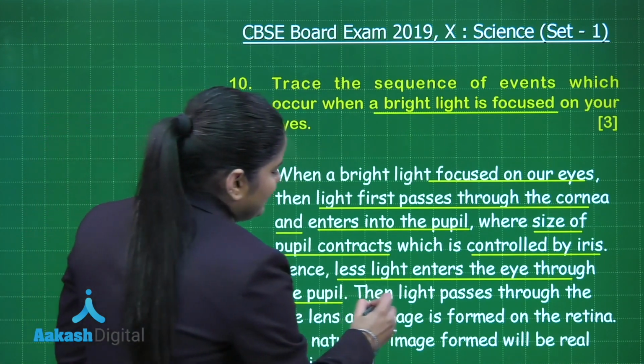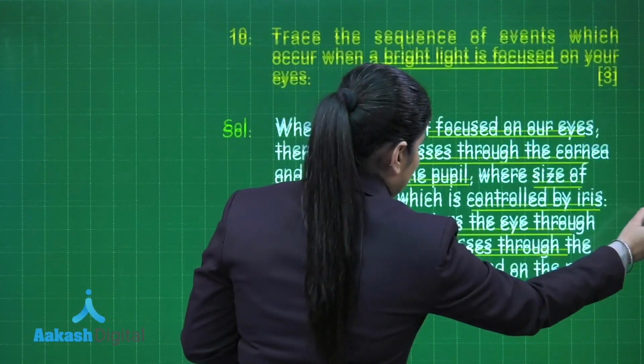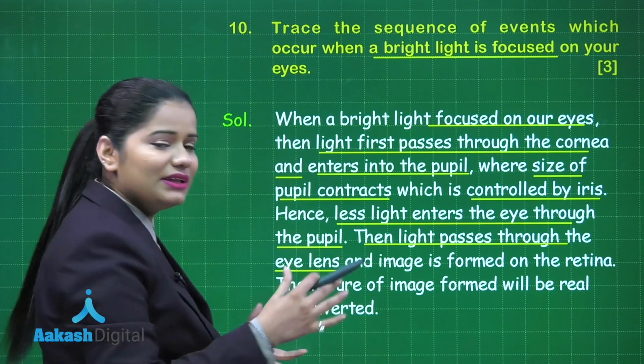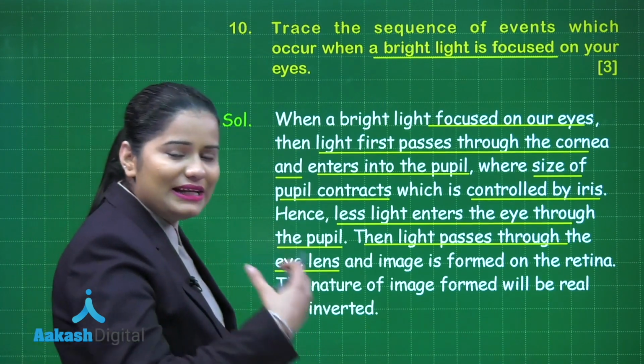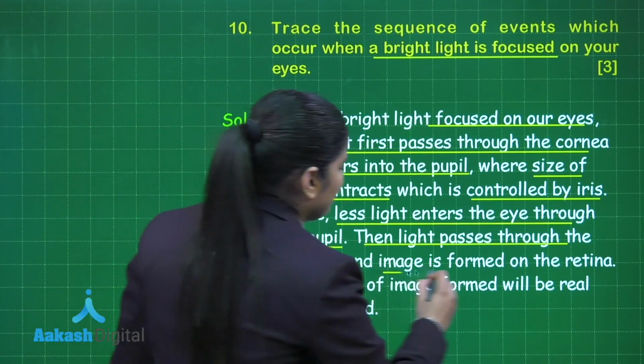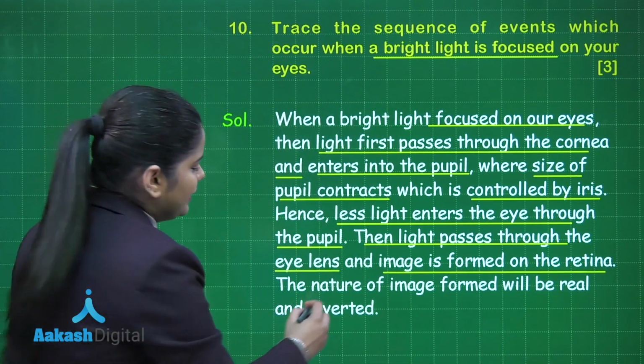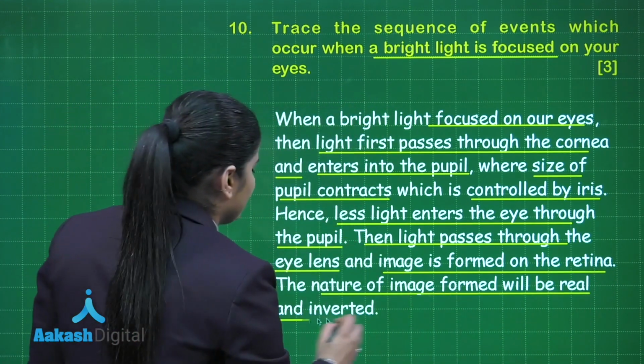Further, the light passes through the eye lens where the refraction of light occurs. Then the eye lens is going to refract that light and the image will be formed on the retina. The nature of the image formed will be real and inverted.